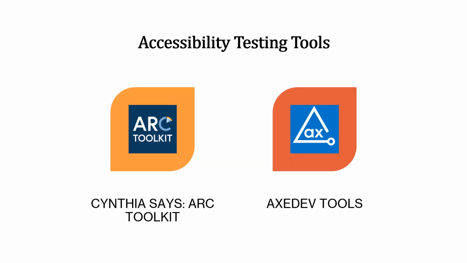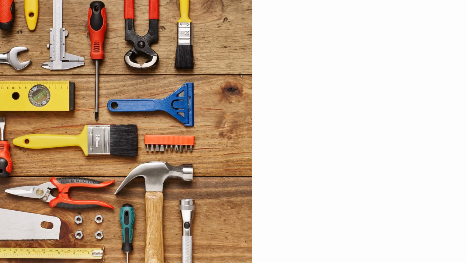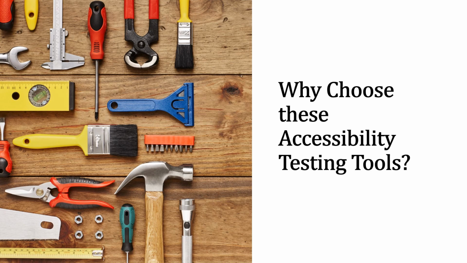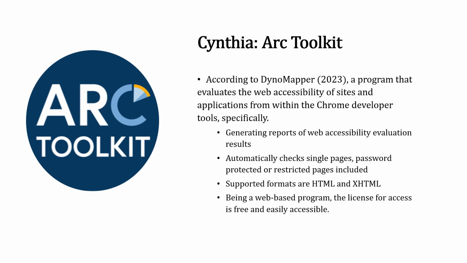Now, the two tools we'll be diving into are the Cynthia Says Art Toolkit and AxDev tool. Now, why did we choose these tools out of all of them? Now, the reason why we chose the Art Toolkit was, according to Dynamapper 2023, the Art Toolkit is a program that evaluates the web accessibility of sites and applications from within the Chrome developer tools. What it does, it generates reports of web accessibility evaluations, automatically checks single pages, password protected or restricted pages, supports formats like XHTML and HTML, and being web-based programs, the licenses are free and is easily accessible.